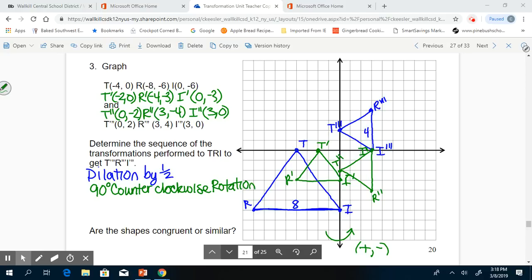And then last, we have to figure out if it's a reflection over the x-axis the way we did it, or a y-axis. So if you take a look at those points really closely, to get R double prime up to R triple prime, we'd have to reflect over the x-axis to do that. So lastly, we would write reflect over the x-axis.